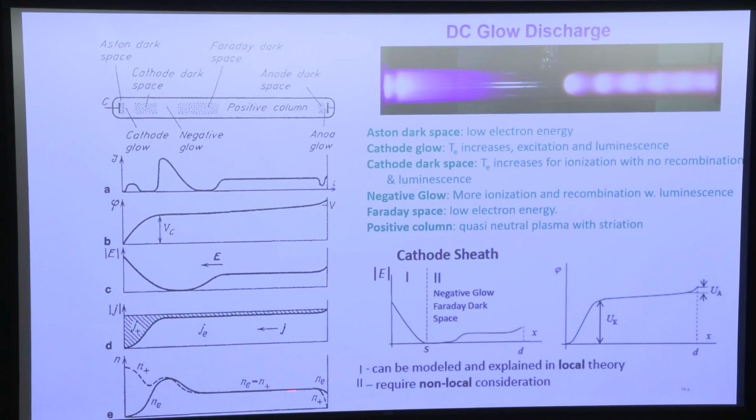And in the positive column here, everything is quasi-neutral. The electron number density is equal to the ion density. This is the cathode. You have a very strong electric field near the cathode, and this is the electric field in the column. Here you have a much lower electric field because of the diffusion of electrons. You need to understand this; it is very important for understanding what plasma you are working with.